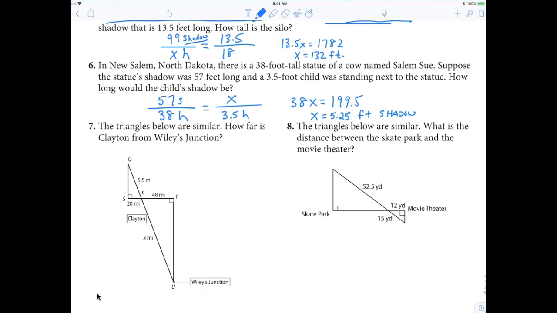Shh, hold up. The shadow doesn't matter if it goes on the top or the bottom, but if you put it on the top, it has to stay on the top. If you put it on the bottom, both shadows have to be on the bottom. If both heights are on top, both shadows are on the bottom. You with me on that? You cannot mix up the height and shadow.